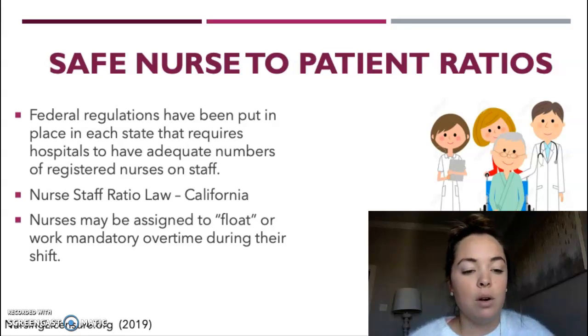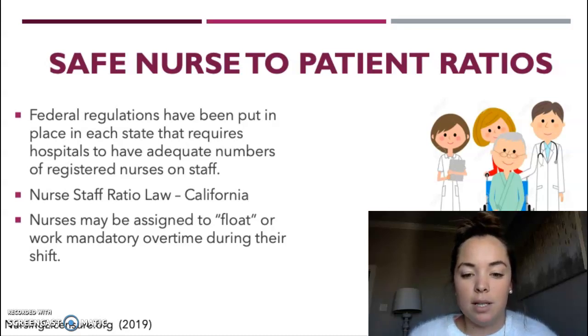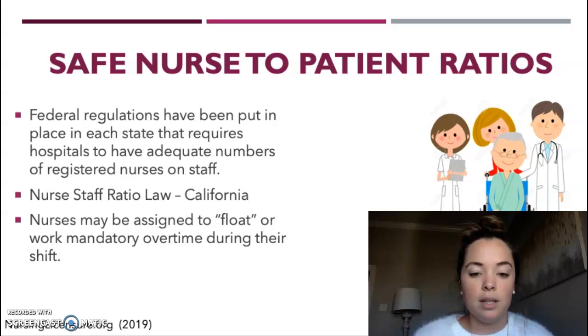the ratio in an OR can't exceed one nurse for every one patient, while a med-surg unit can have up to 6 patients for every nurse, and an emergency room unit can have up to 4 patients per nurse. Before regulations went into effect, some nurses would have as many as 10 or more patients to tend to at a time on every shift.